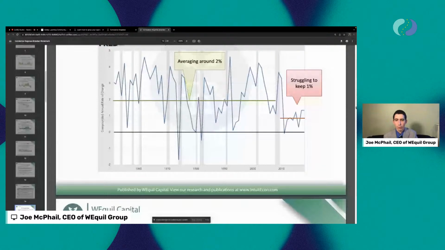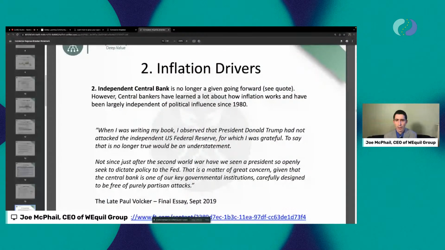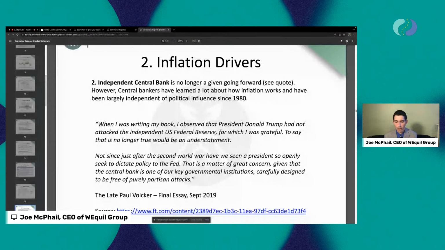Okay, the next one would be independent central bank. Keep in mind that we did put this together about 2 years ago, and so some of this might be a little bit dated. We're going to be updating this for our coming newsletter, which we're going to publish tomorrow. And we'll be adding to this throughout the year and probably for many years to come. But there are some concerns about the independence of central banks.